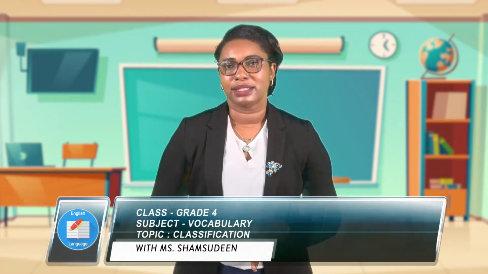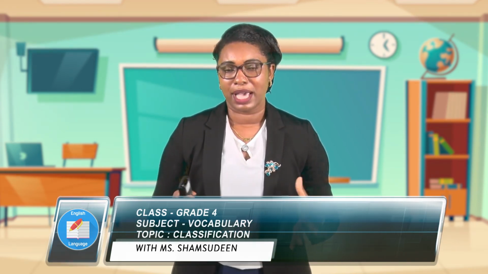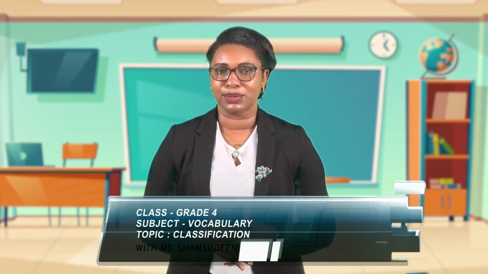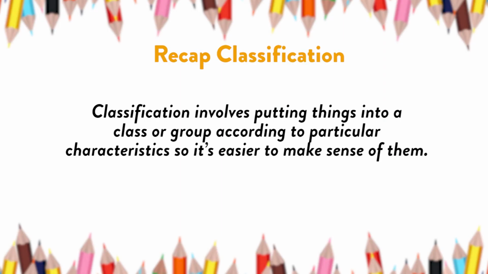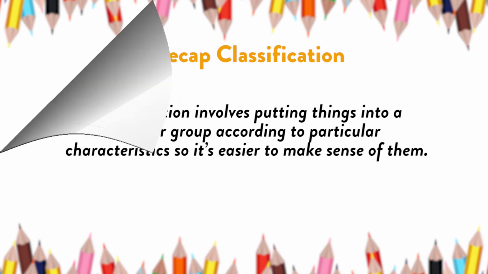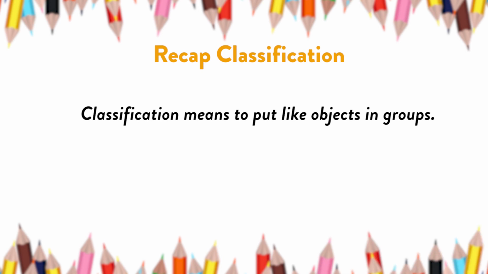Now there we had it. Did you get all of them correct? I'm pretty sure that you did get those correct because they were pretty simple. Now let's look back a little at some of the things we learned today. We've learned that classification involves putting things into a class or group according to a particular characteristic, so it is easier to make sense of. So in other words, we're saying that classification means putting like objects together in a group.